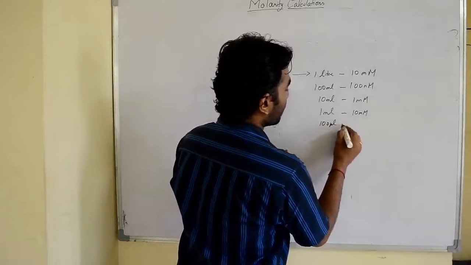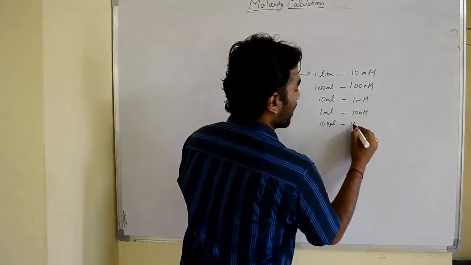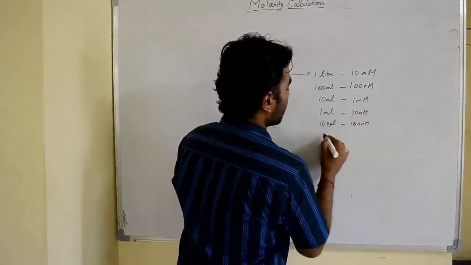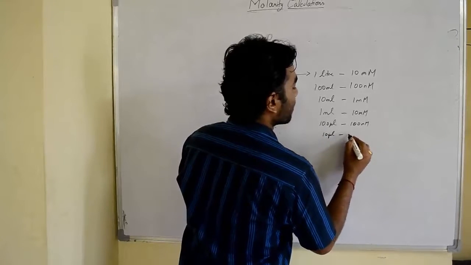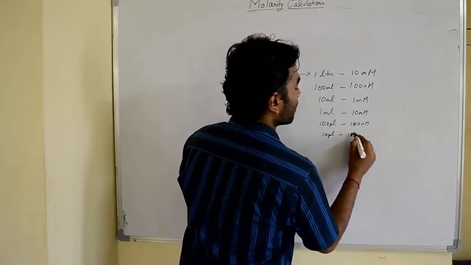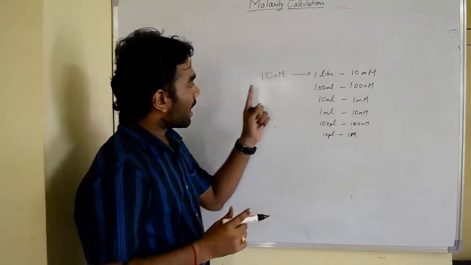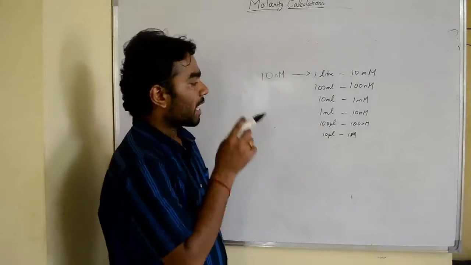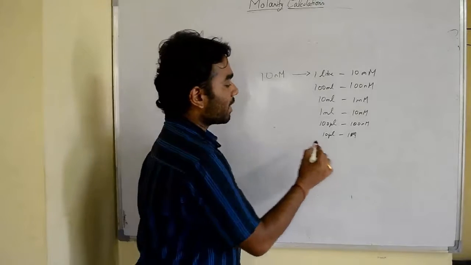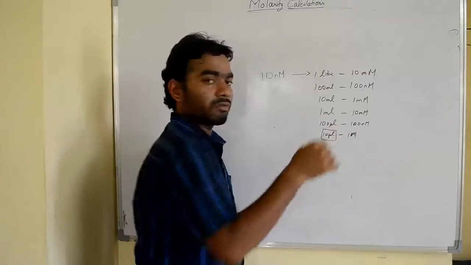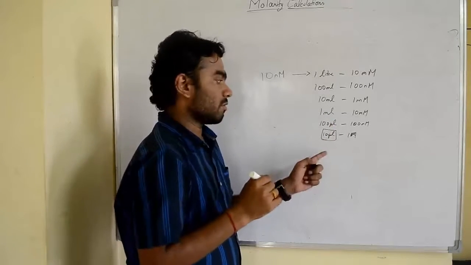100 microliter, 100 micromolar solution. 10 microliter, I will get 1 millimolar. See, I have only 10 nanomoles of solute, but I can prepare a higher molarity also, but I require only a very little volume of solvent. I require only that much solvent.